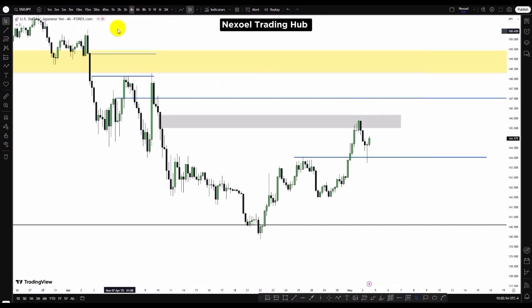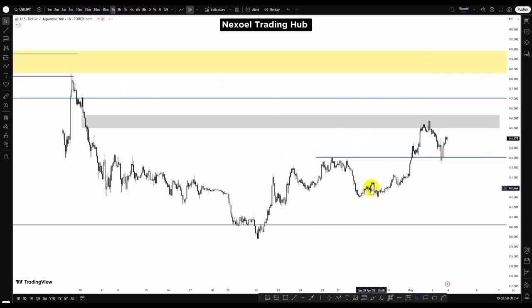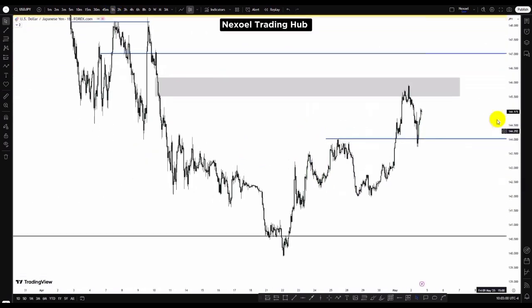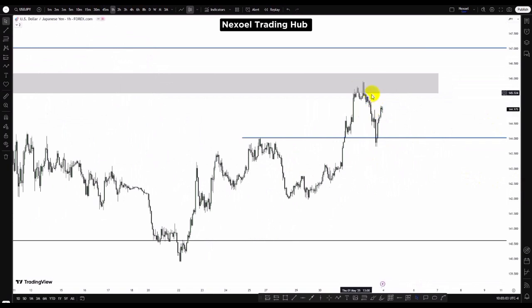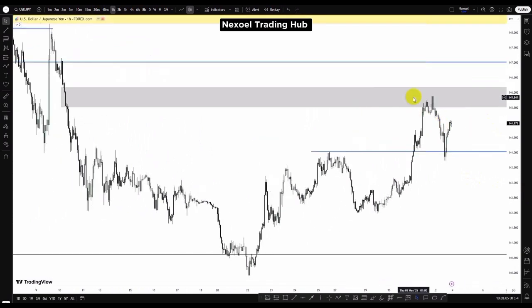Let's check the 1-hour time frame. So here in the 1-hour time frame, we can see price traded to the upside here. Price came into the 4-hour bearish fair value gap, and we had this fall to the downside. So you can see the level we marked from the weekly time frame.